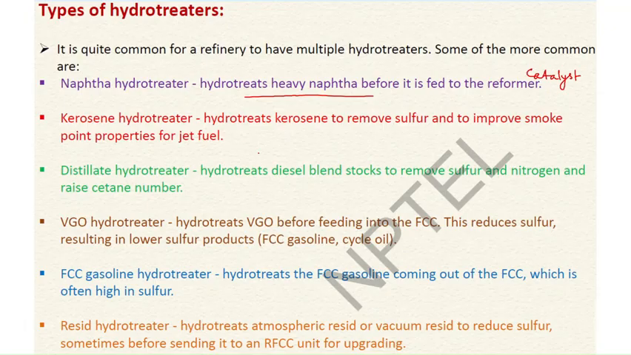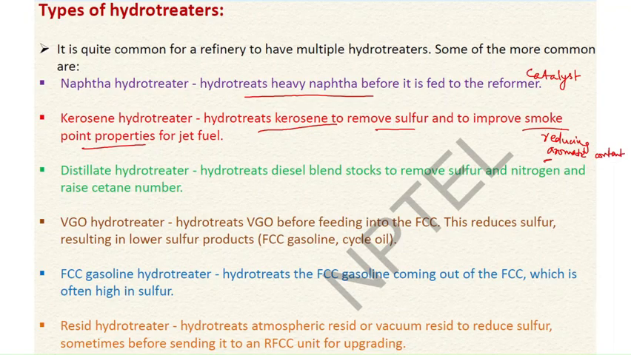Now the kerosene hydrotreater hydrotreats kerosene to remove sulfur and to improve the smoke point. Kerosene is hydrotreated to remove the sulfur components as well as to improve the smoke point. How is the smoke point improved? By reducing the aromatic content, because the aromatic content is responsible for the sooty flame. By hydrotreating, the aromatic ring will open and be saturated. Either it will form naphthalene or it will be converted to paraffins.